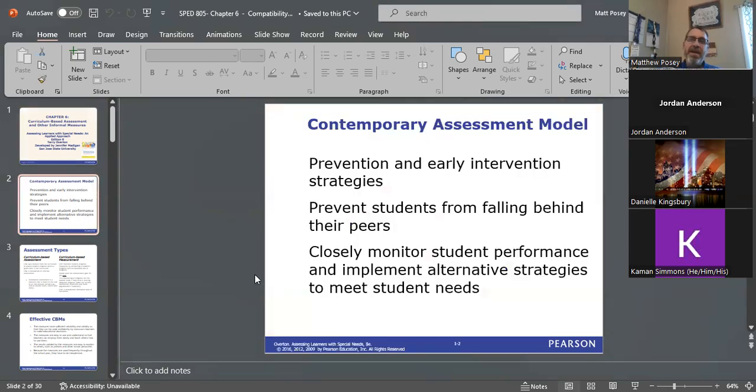So they are assessments or screenings that we can use ongoing to kind of gauge whether that student needs some early intervention strategies. Also, it is a quick way that we can track students to determine if they're falling behind their peers. It also gives us an opportunity to closely monitor student performance and gives us the information we need if we need to make some quick adjustments as we are progressing forward teaching specific concepts, whether it's reading or math.